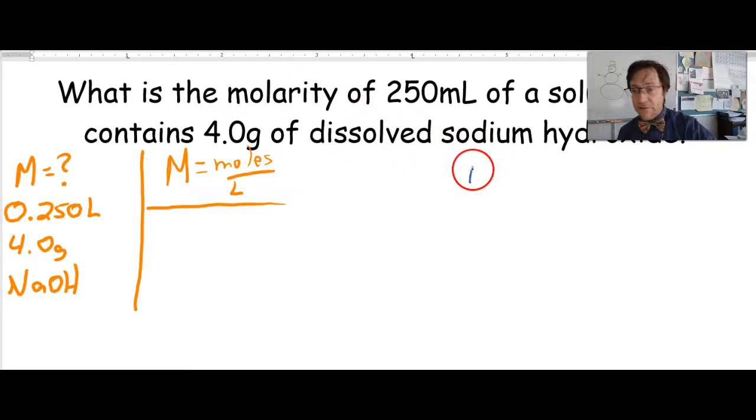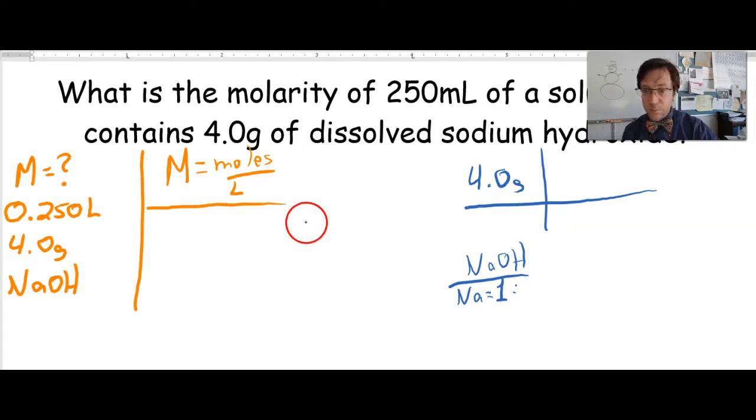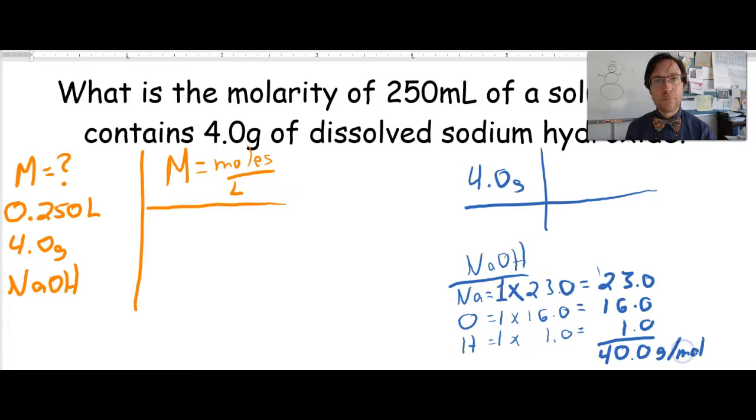So if we have 4.0 grams, I'm going to put that in the upper left, and I'm going to have to calculate the gram formula mass of sodium hydroxide. If you remember how to do this, it'll be pretty good. Remember, there's 1 sodium. Each sodium atom weighs 23.0, right? And we do this for each element, and then we multiply them, which in this case is pretty easy because they're all being multiplied by 1. And then we add them up. Boom! Gram formula mass. You remember that? So this is going to be 40 grams per mole.